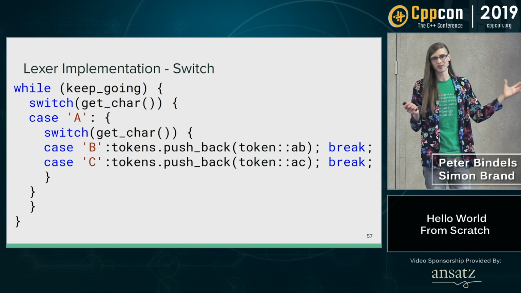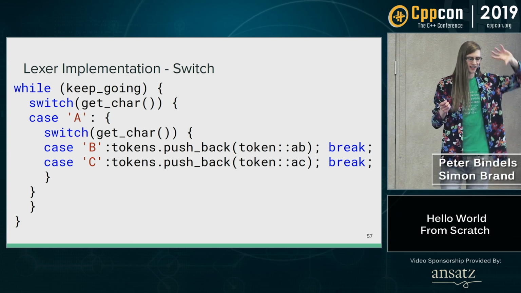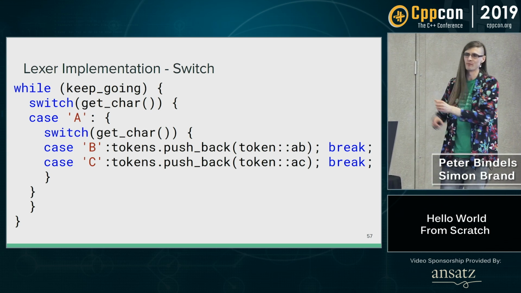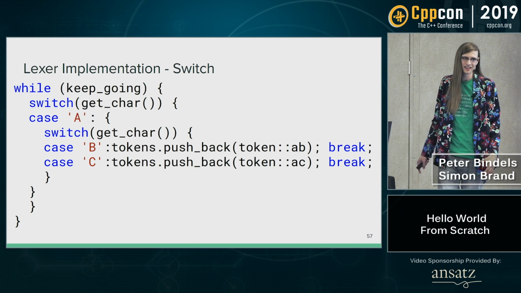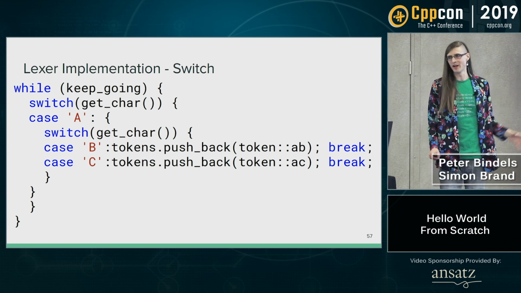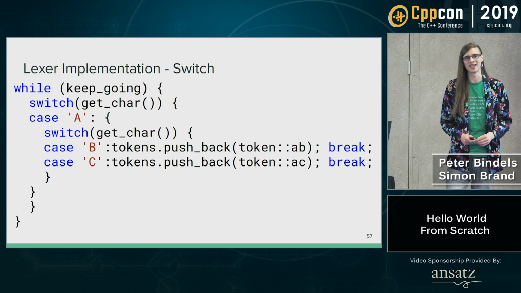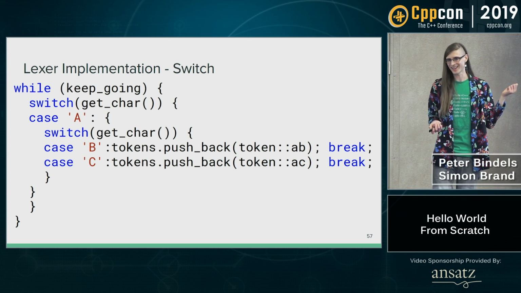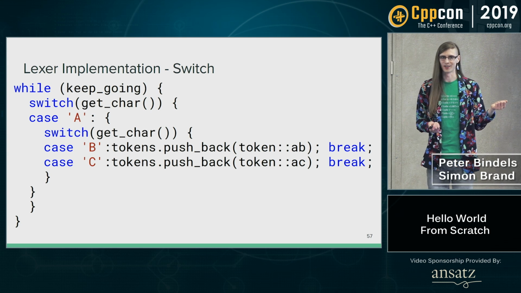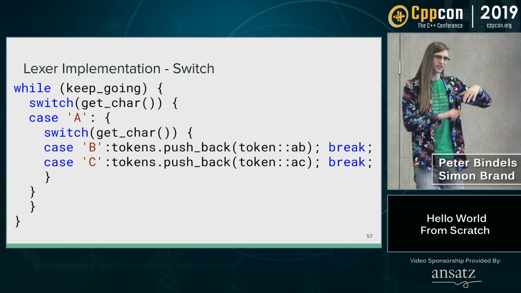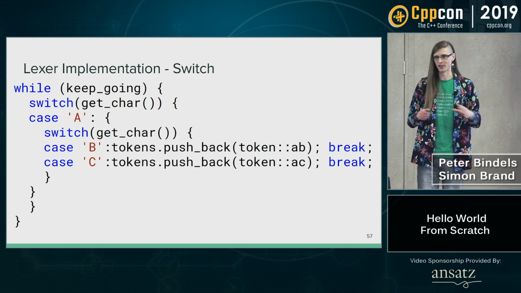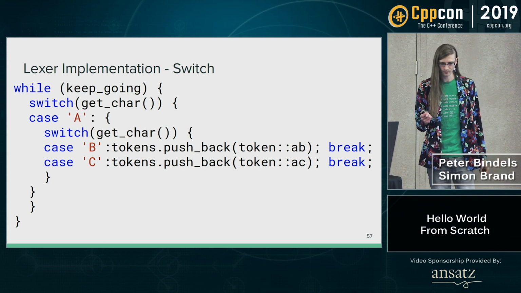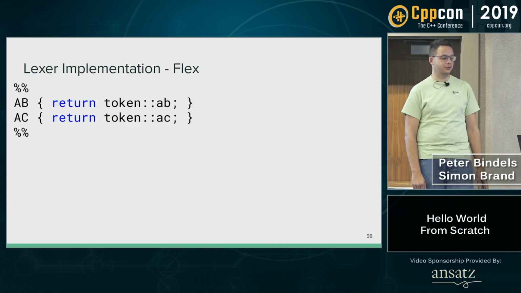There are a few ways which we could implement this in code. One is by just having a switch statement. We can say if we got an A, then read something else; if we get B, then it's this, C, that. This looks pretty rudimentary, as we're just writing a switch statement which encodes all the different states. But for a simple language, this is actually quite a reasonable way to write a Lexer, because it's quite understandable. We can see exactly what's going on. There's no magic or additional tooling. It's just C++.